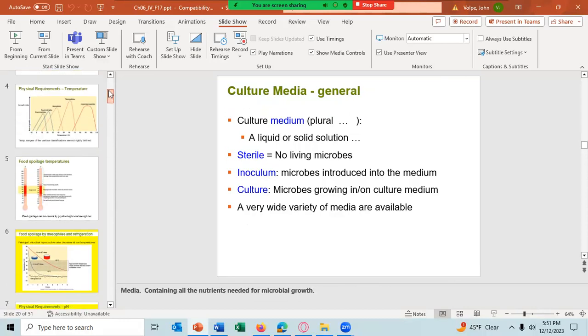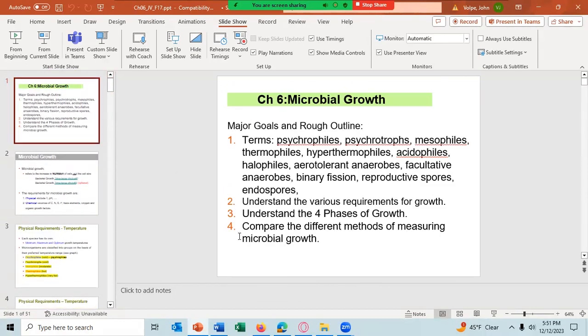Go back to where I was talking about. Understand the various requirements for growth. All organisms require certain chemicals and physical environments to grow, meaning you can't grow cells in a vacuum like in space, and you can't grow cells in Antarctica where it's frozen, although microbes do grow there. I'm just saying normal cells can't grow when the temperature is below zero. Understand the four phases of growth, and compare the different methods for measuring microbial growth. Any questions about chapter 6?